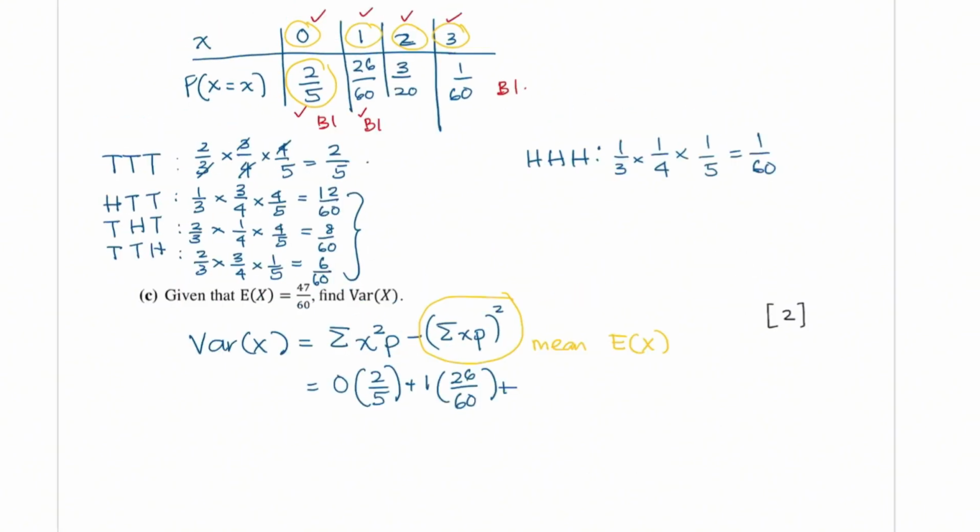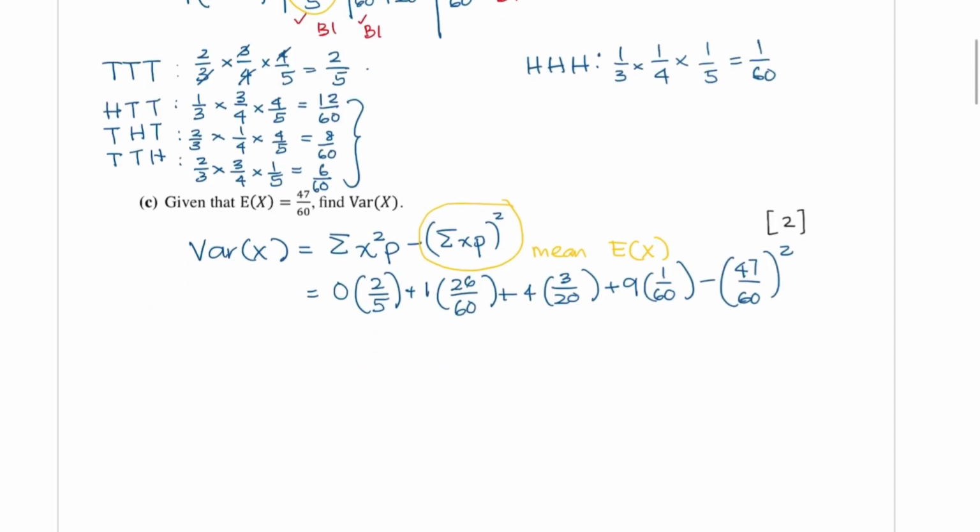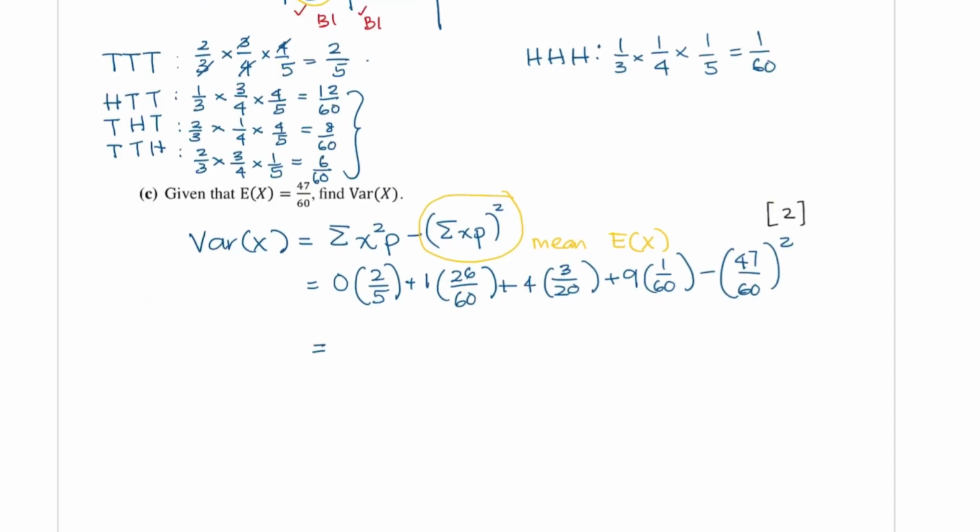Next is x equals 2. 2 squared is equal to 4, 4 times the probability, that is 3 over 20. And then the last one is x equals 3. 3 squared is 9, so 9 times 1 over 60. And then you just have to subtract EX squared, that is 47 over 60, squared. Okay, don't forget the square.